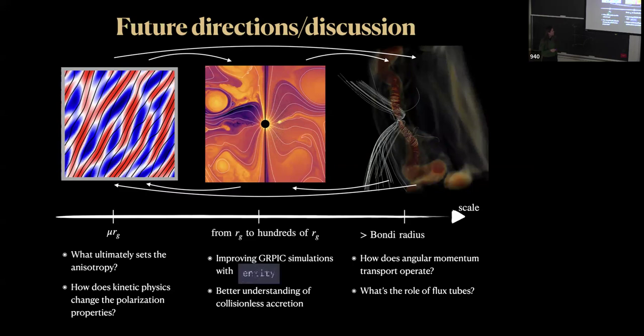And on microscopic scales, I think there is still a question of what ultimately sets the anisotropy, in which part of the accretion flows. We talked about anisotropy, but in terms of limiting cases, what is the maximum effect allowed?